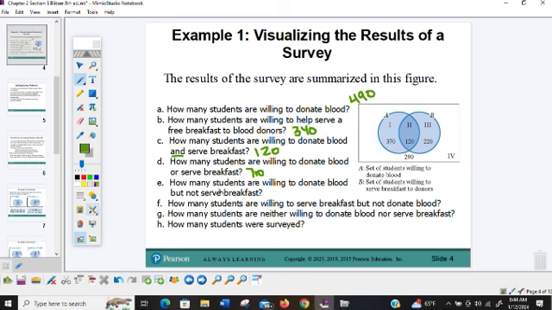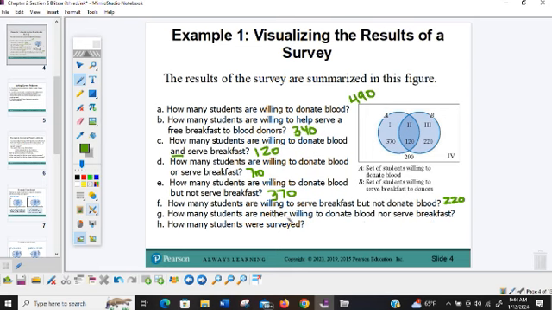710. How many students are willing to donate blood but not serve breakfast? Okay, so we are donating blood but not serving breakfast. That's going to be this 370. How many students are willing to serve breakfast but not donate blood? That would be this circle. We don't want the ones that are willing to do both. We want this 220.